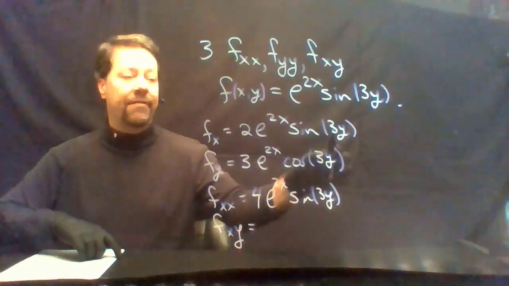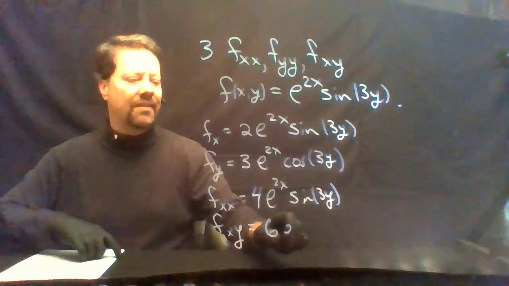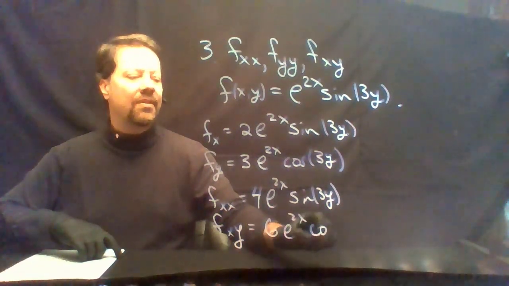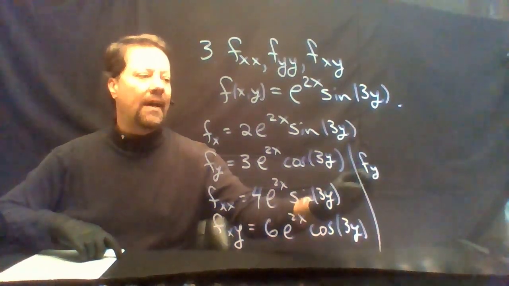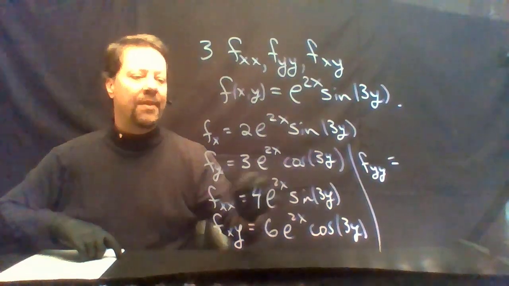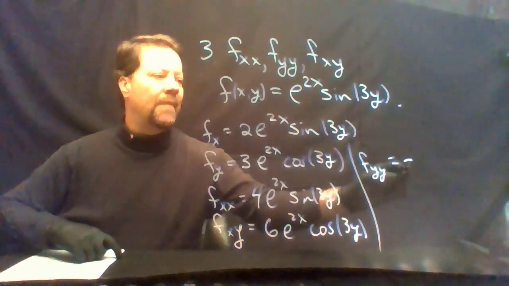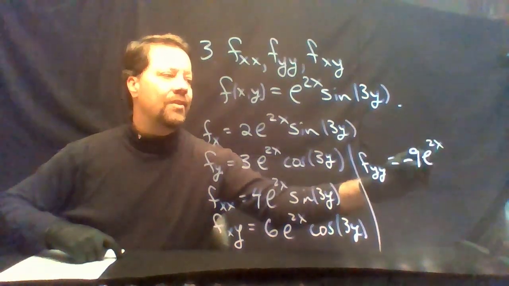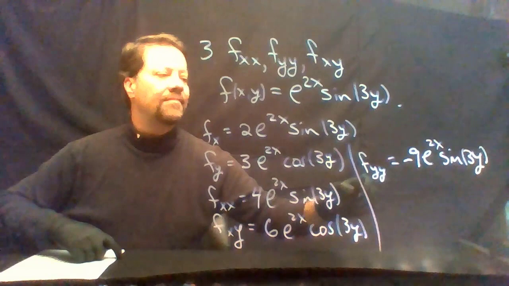fxy will be the derivative with respect to y of fx. That's going to be 6e to the 2x cosine 3y, and then fyy will be the derivative of fy with respect to y. That's going to be minus 9e to the 2x sine of 3y.